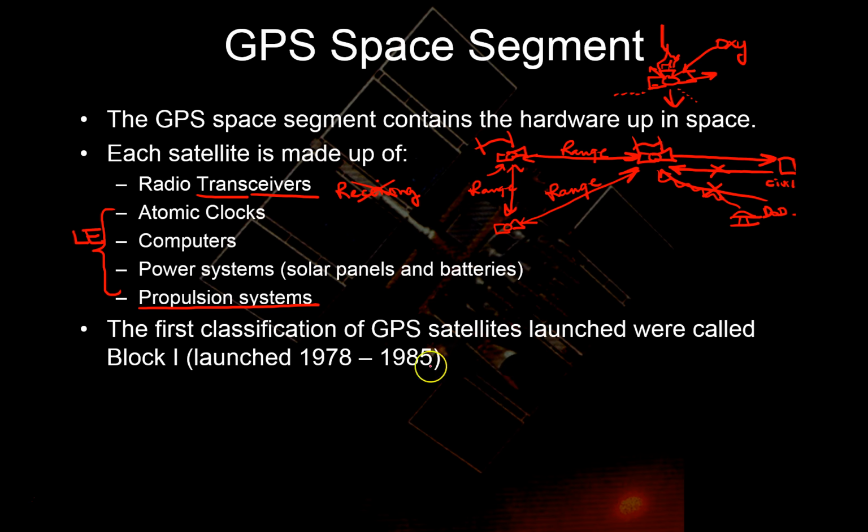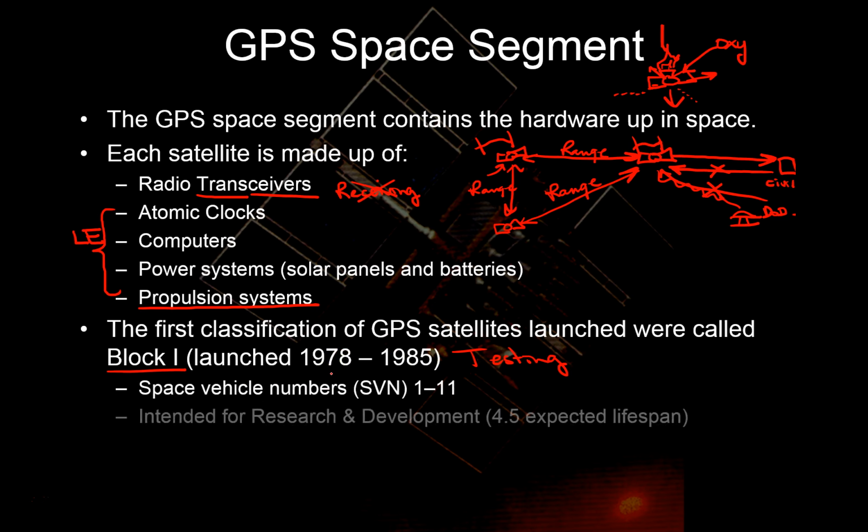Regardless, the first classification of GPS satellites that were launched were called Block 1 satellites, and these were largely considered the testing satellites, from 1978 to 1985. Real quick, none of these satellites still exist; they're not operating. They were intended for research and development and had a 4.5 year life expectancy.